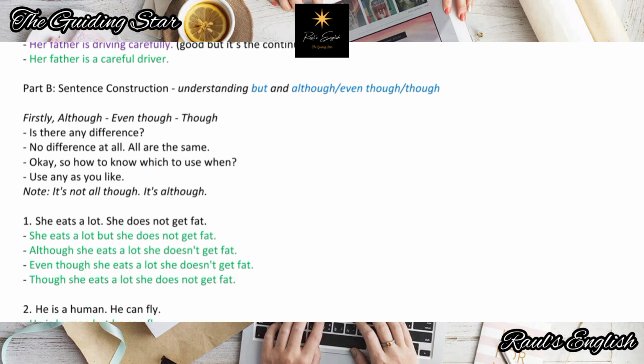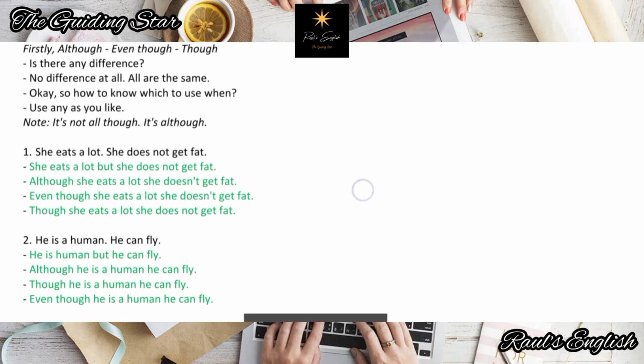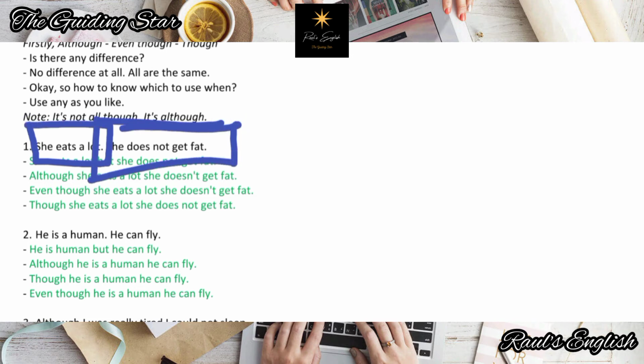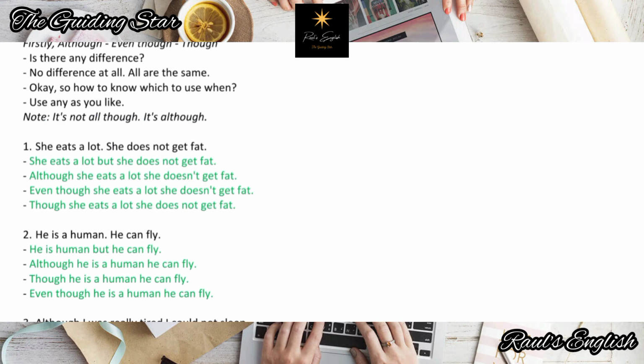Alright, number 1, she eats a lot, and this was a very good example. She does not get fat. Now look at this, there are two different sentences. She eats a lot, full stop. She does not get fat, another stop right there. First we will join these sentences using but. So but goes right in the center. She eats a lot, but she does not get fat.